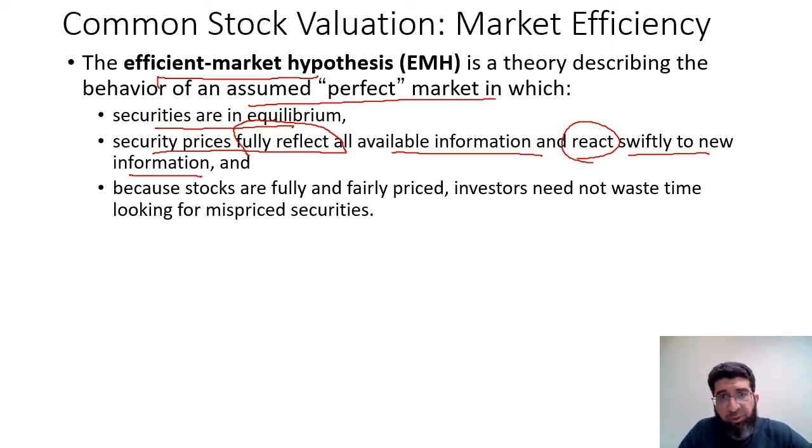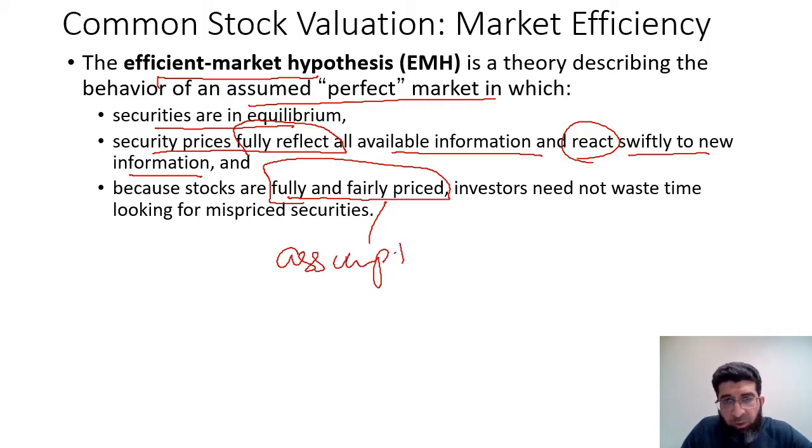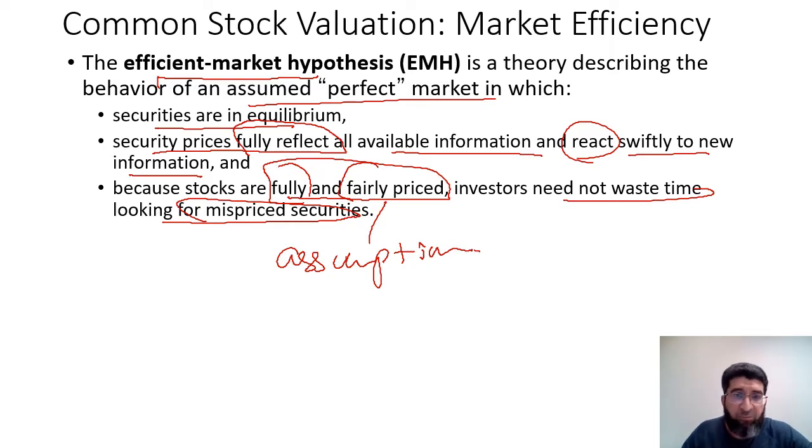So if there are hurdles to the new information, this will create price anomalies or mispricing, and those who have more information will be able to benefit from that information by buying or selling the stocks. Because stocks are assumed to be fully and fairly priced, it's a difficult assumption to hold in practice, because we really don't know what the benchmarks are for fully and fairly priced. Investors need not waste time looking for mispriced securities. So this means that whatever price we get exactly reflects the information that is related to that security, and it's fully and fairly priced.